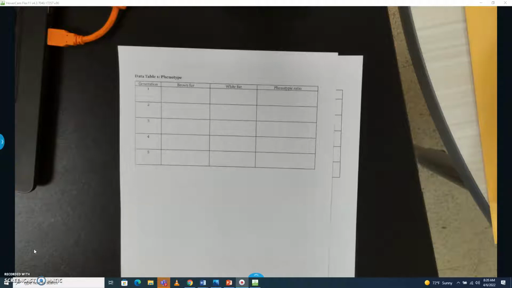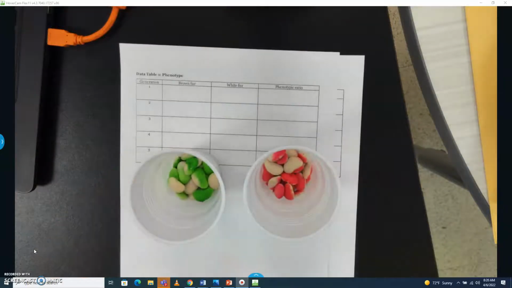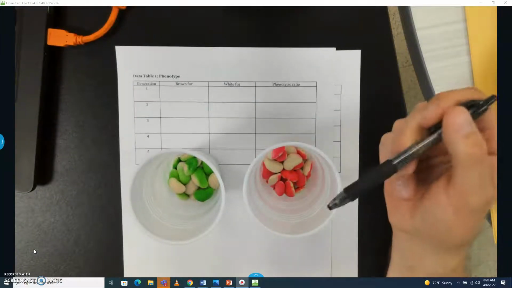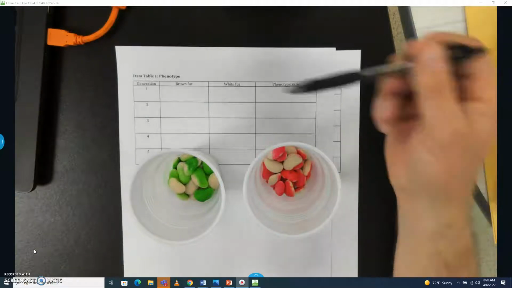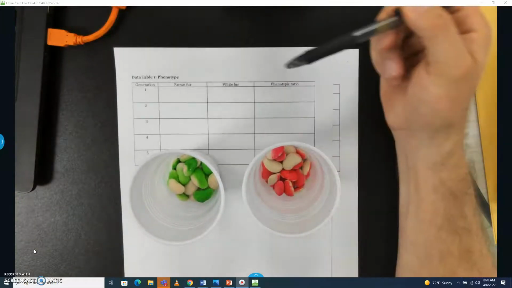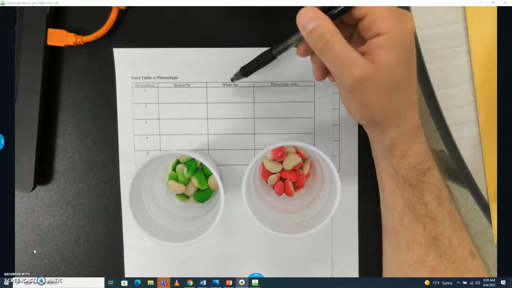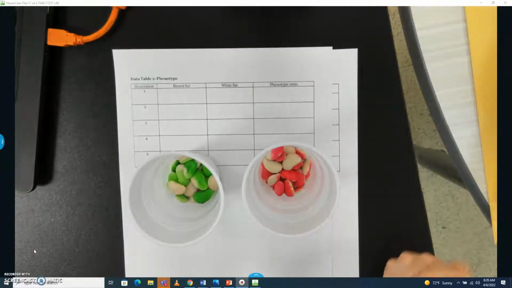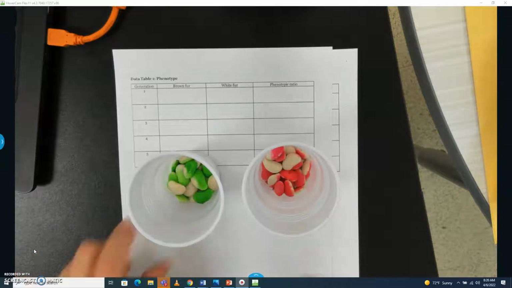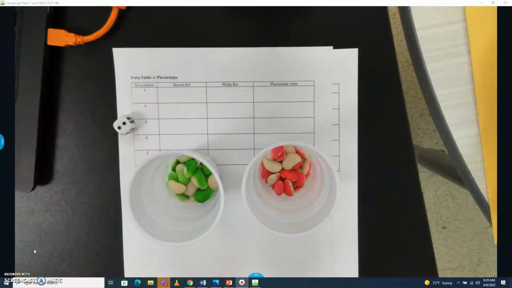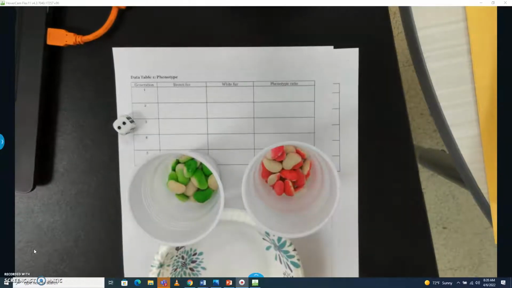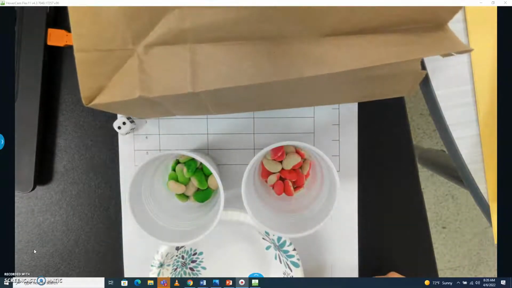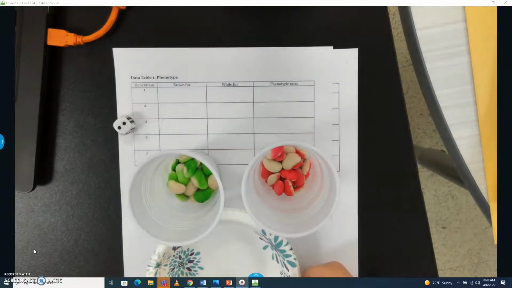So the first thing you'll need to do is collect some beans. We need 25 pink and 25 green. Again, the pink beads represent the dominant allele. The dominant allele is brown fur. The green ones represent the recessive allele, and that is white fur. So you'll need 25 of each. You will also need one single die. You also need one bowl and one paper bag. We're going to be using those materials today.